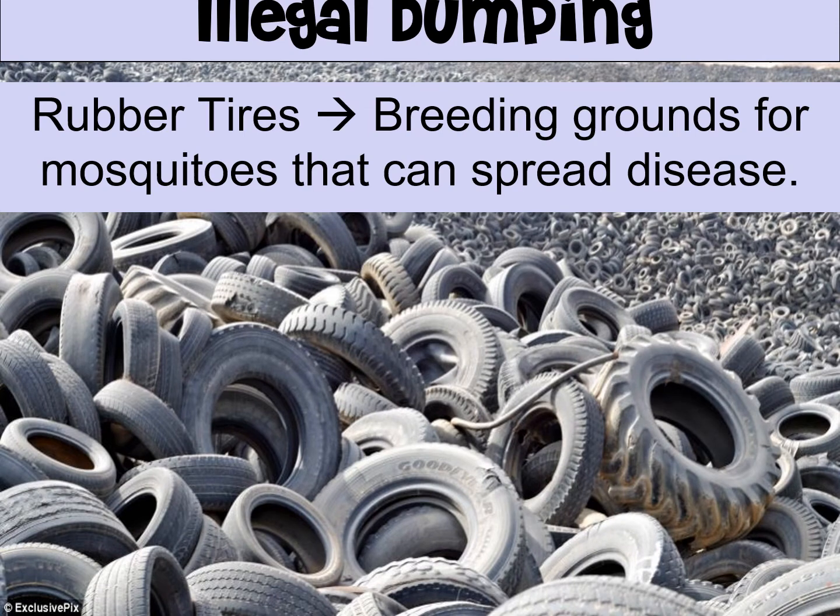And let's talk about tires, because tires can accumulate not only in open dumps, but they can sometimes be dumped illegally. And these rubber tires are breeding grounds for mosquitoes, and mosquitoes are vectors of disease. Oftentimes, they will carry diseases like West Nile virus, dengue, and malaria, and if they have breeding grounds, then they will reproduce and spread this disease.